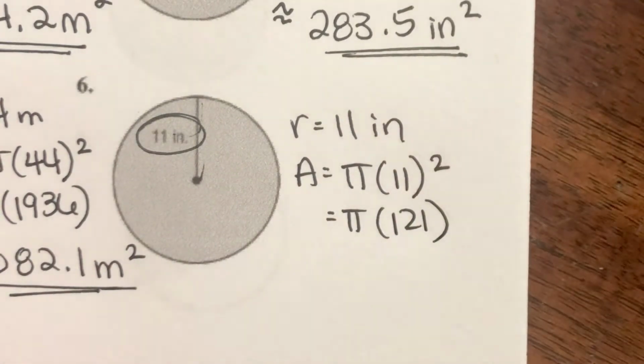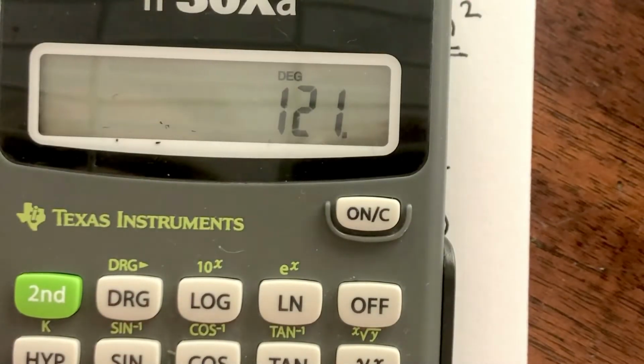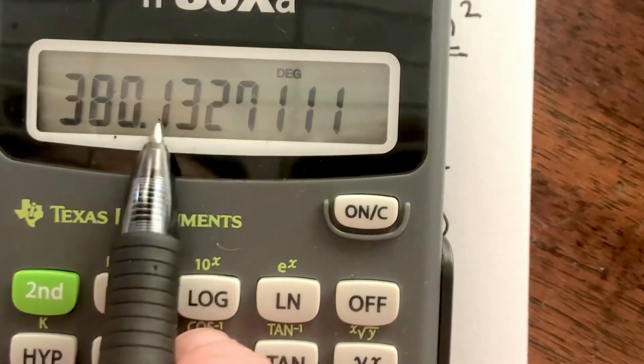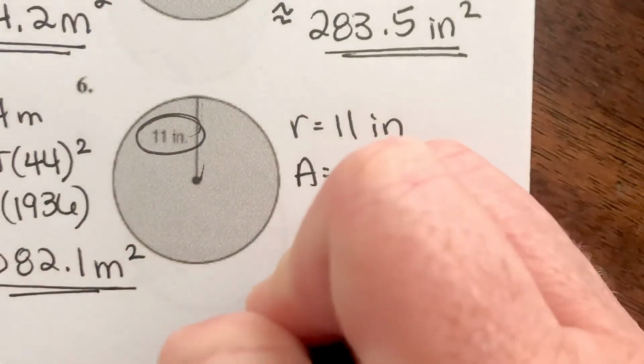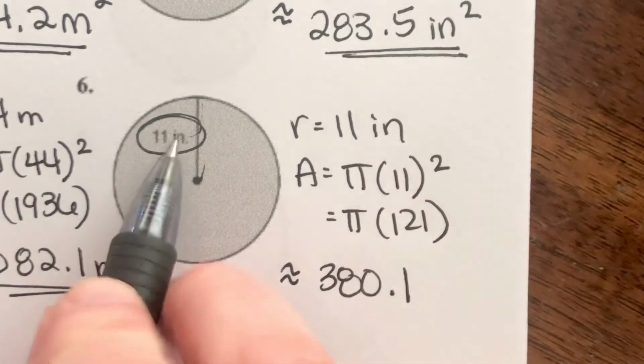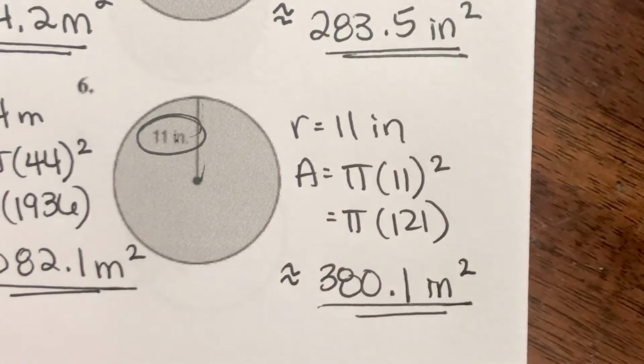And 121 times pi, I can't do it in my head. 121 times the pi button equals 380.13. That 3 does not round that 1 up, so it's 380.1. About 380.1, and that's in inches, and they're square inches because it's area, two-dimensional.